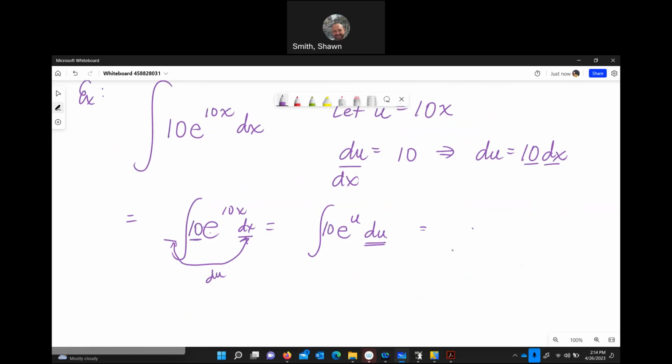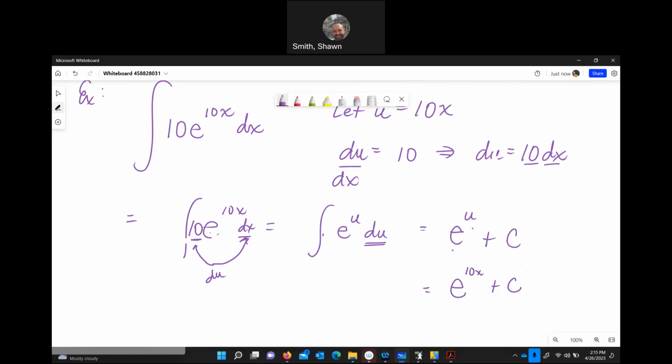It was already there. My bad. All right, so there's my du, 10 dx, right there. There we go. That fixes it, right? All right. 10 dx is du. E to the u is right there. The antiderivative of e to the u is still e to the u plus c. And what is u? That's e to the 10x plus c. Right, so a little bit of a hint of what's to come.